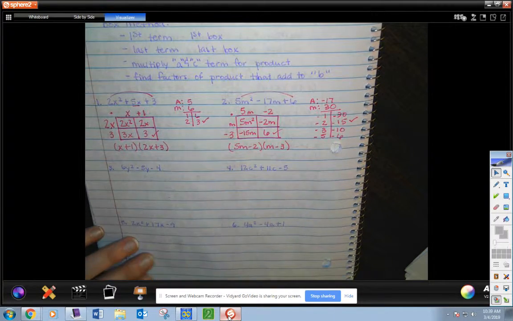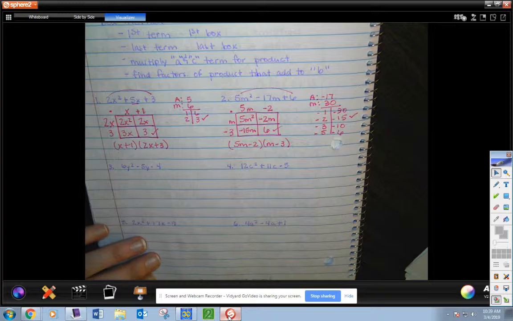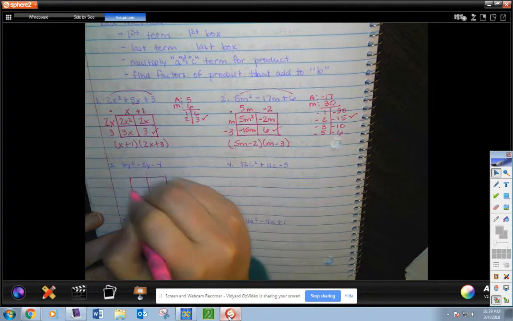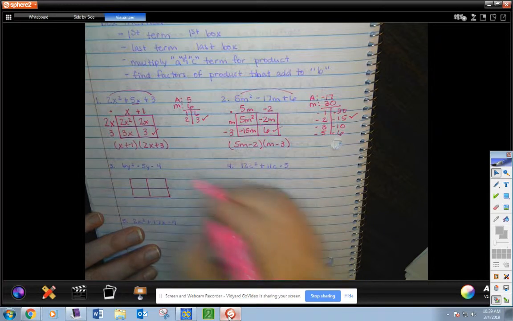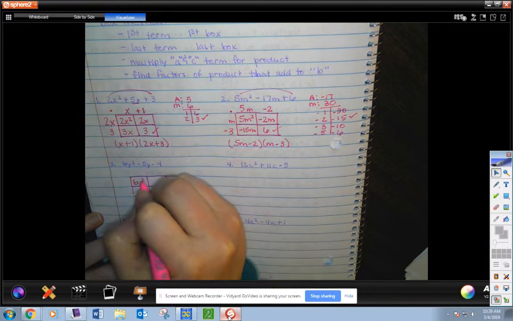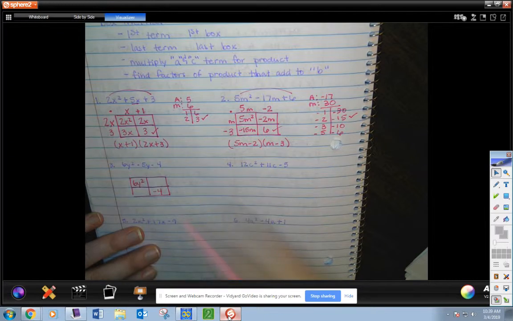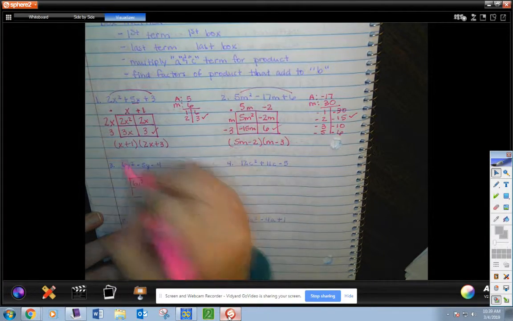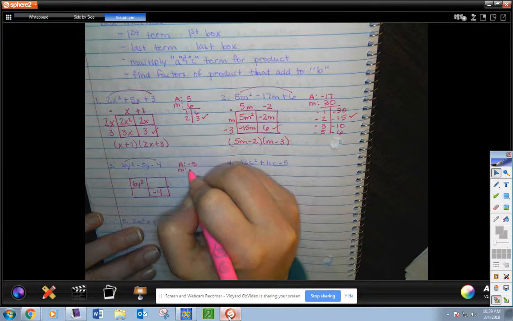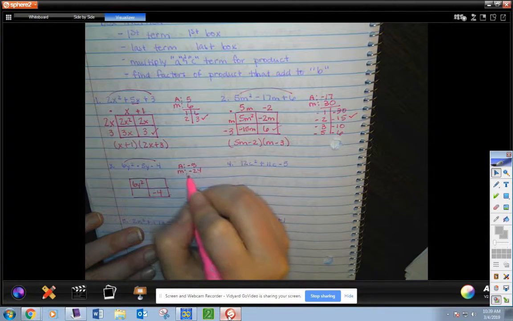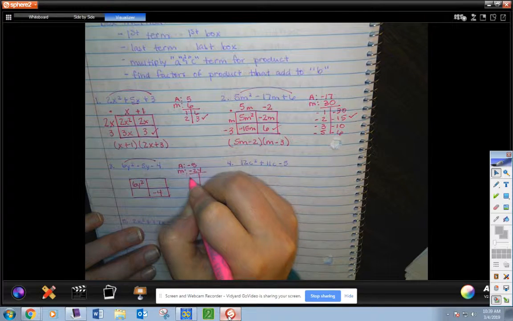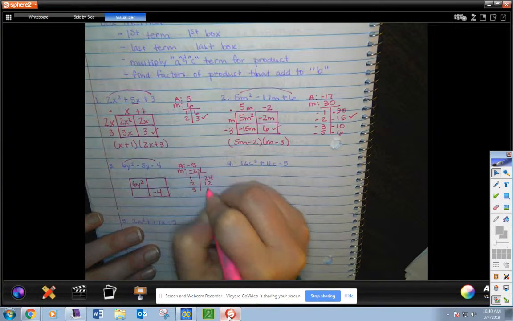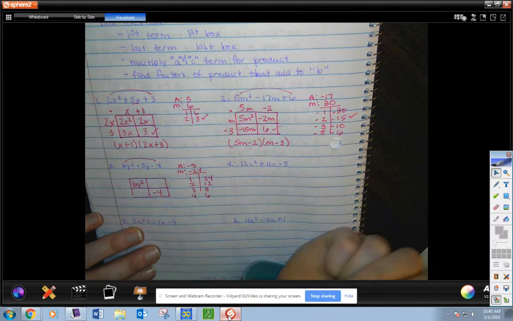Okay, for example 3, I have 6y squared minus 5y minus 4. I'm going to make my box. Okay, first term, first box, last term, last box. I need to add to the middle, which is negative 5. I need to multiply to 6 times negative 4, which is negative 24. Factors of negative 24, I would have 1 and 24, 2 and 12, 3 and 8, 4 and 6.